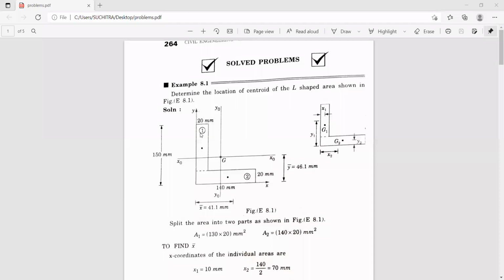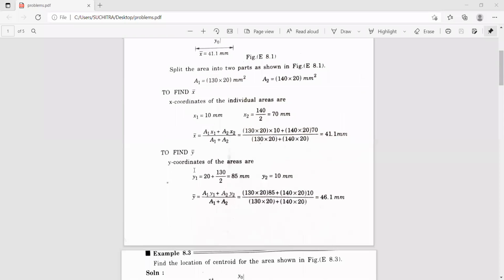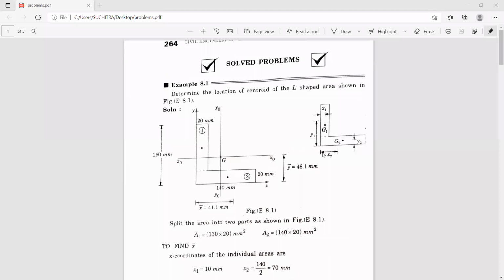Now let us find y1. So this height is how much? 130 millimeters, because this whole height is 150 millimeters. So we want the distance from this point to this point. The y coordinate distance is 20. We have to add this 20 plus 130 divided by 2. That means y1 is measured with respect to the x-axis, from this point to this height. So I want this height, y1.